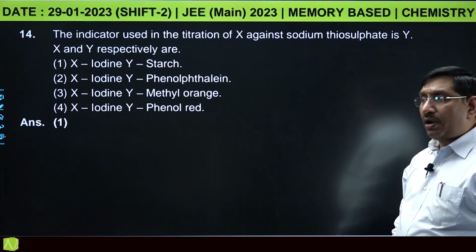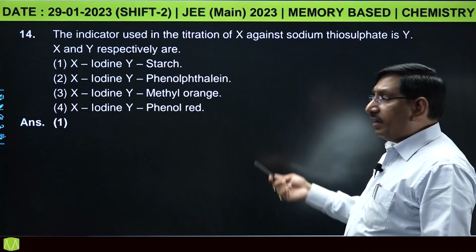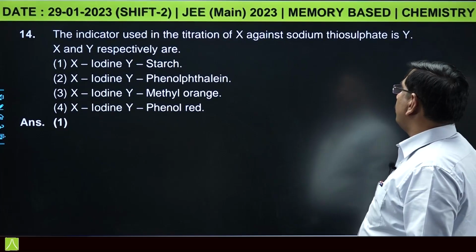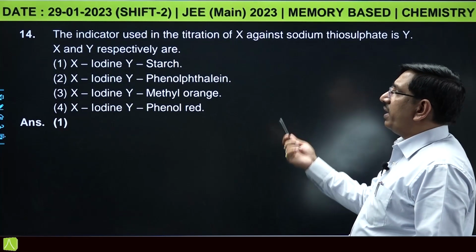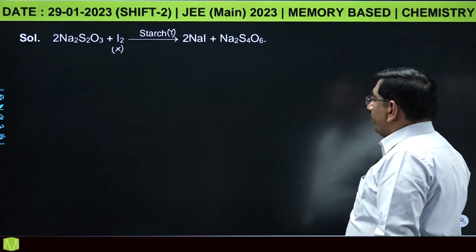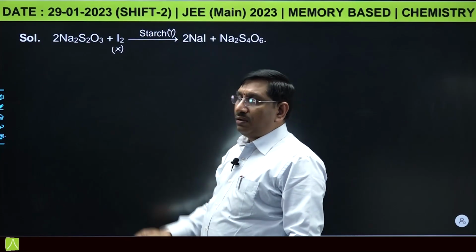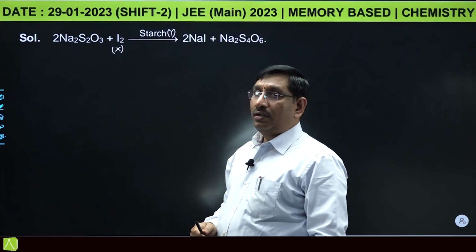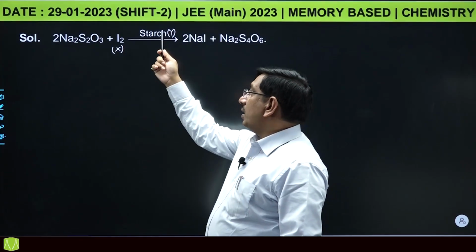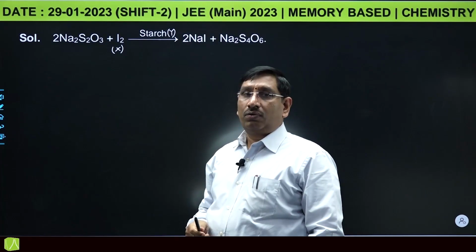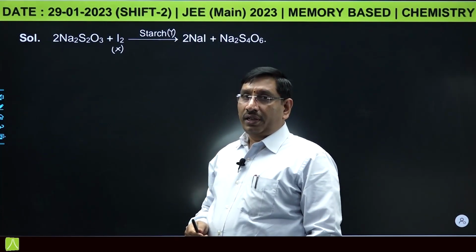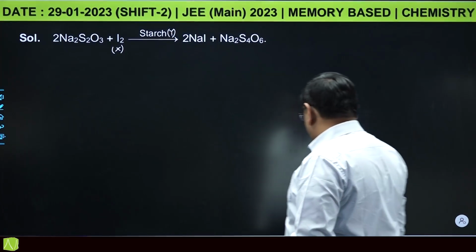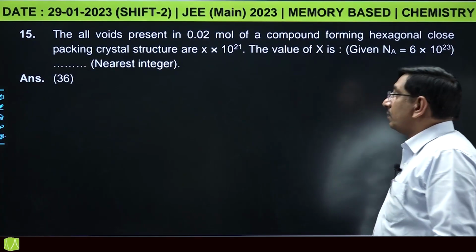Next question, this is from ionic equilibrium. The indicator used in the titration of X against sodium thiosulfate is Y. X and Y respectively are. Here, iodine reacts with sodium thiosulfate to give sodium iodide and sodium tetrathionate, and here we will use starch as the indicator. And the conversion of a colorless solution to blue is the end point.